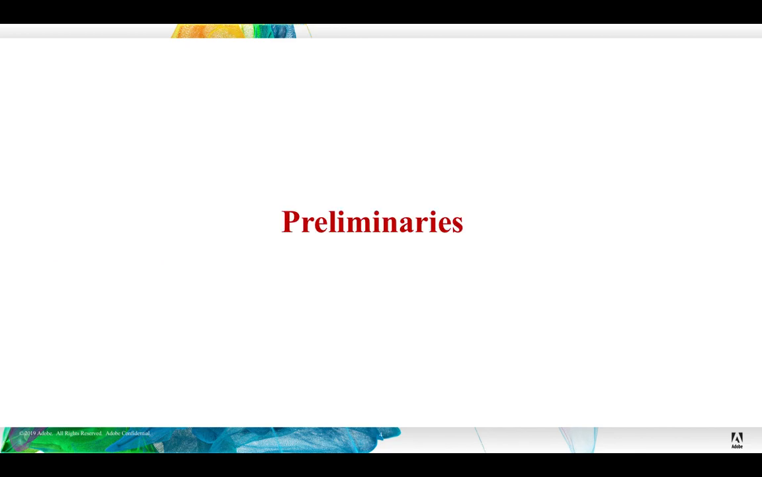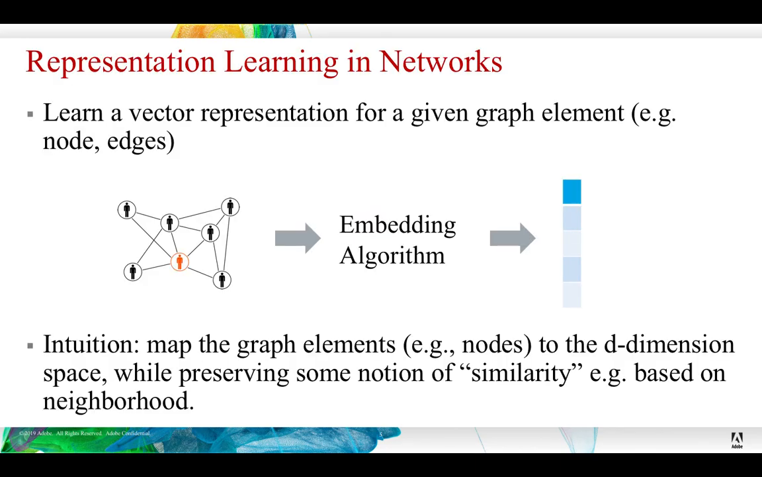Before moving on, we broadly introduce the representation learning problem so as to familiarize ourselves on a high level with the representation learning framework. Representation learning concerns itself with learning a vector representation for a given graph element. For example, it could be nodes, edges, or even triangles. The underlying intuition is that we want to map these graph elements, such as nodes, to a d-dimensional vector space while preserving some notion of similarity.